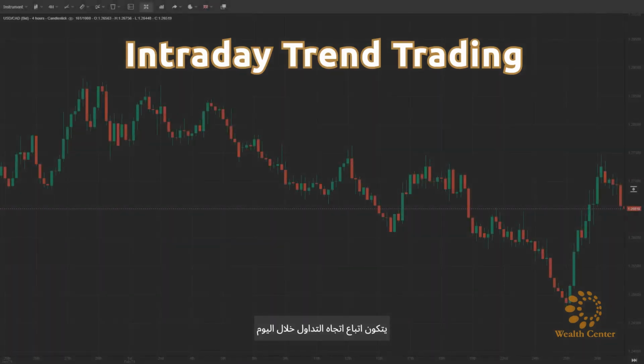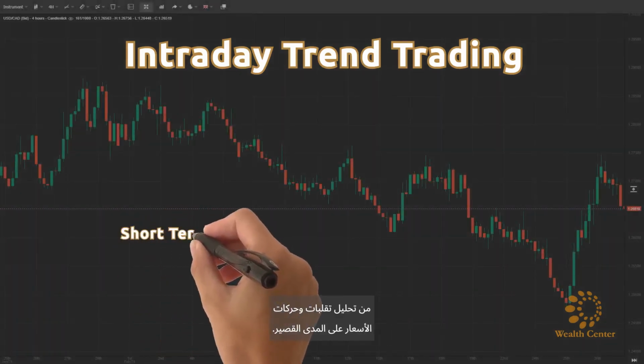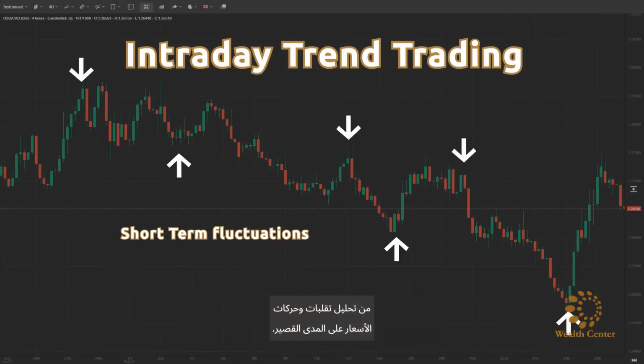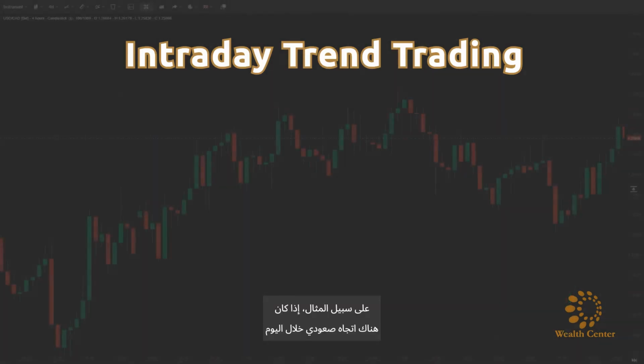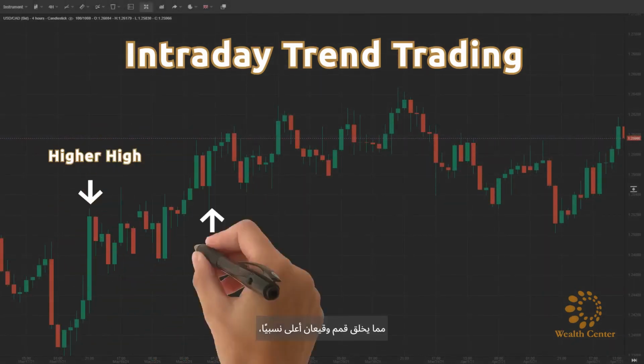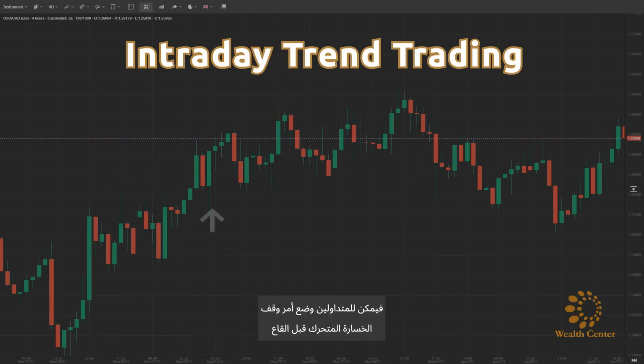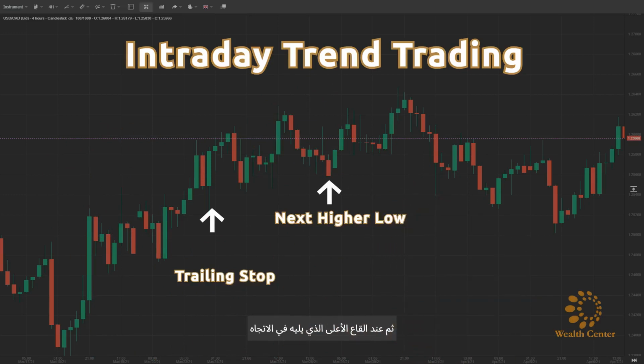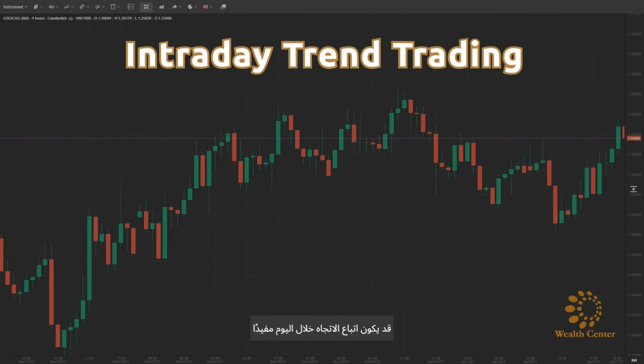Intraday trend following consists of analyzing the shorter-term fluctuations and movements in price. For example, if there is an uptrend during the day that consists of a series of movements creating higher relative highs and lows, then traders could place a trailing stop before the low and then at the next higher low in the trend in case the trend were to suddenly reverse. When following a downtrend, intraday trend following could be beneficial, as this involves a short selling strategy, which is often used by short-term traders.